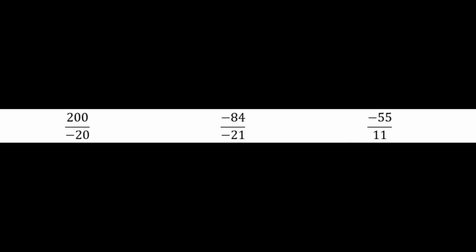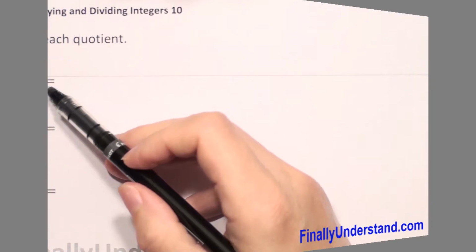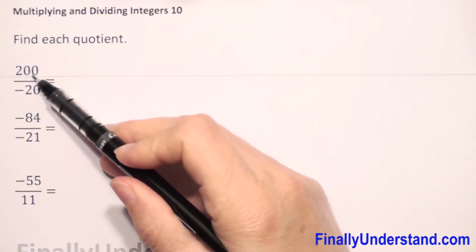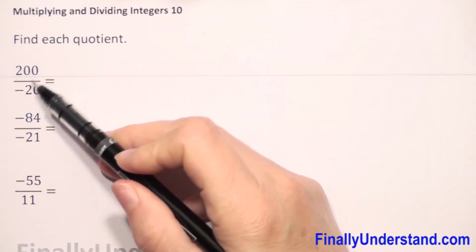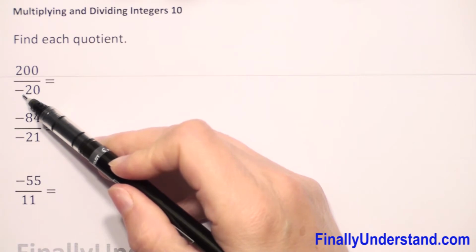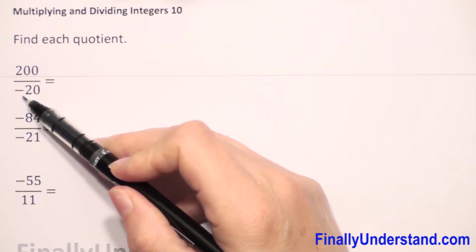We have here division of integers. In the first example, we divide a positive number by a negative. For the division, we have the same rules as for multiplication.